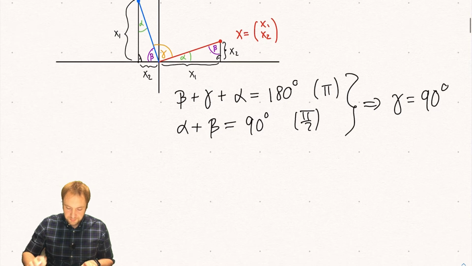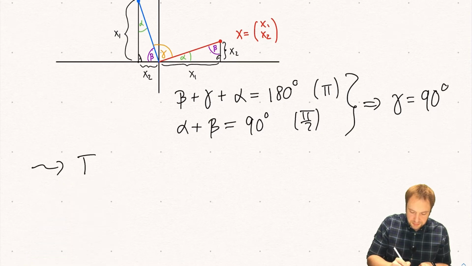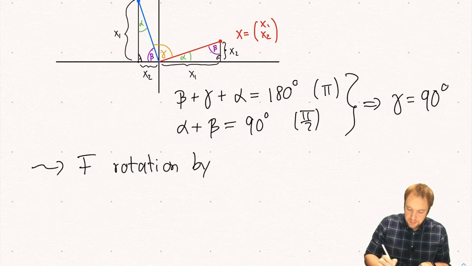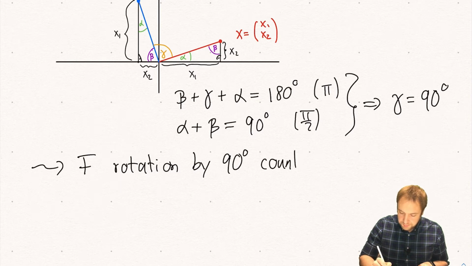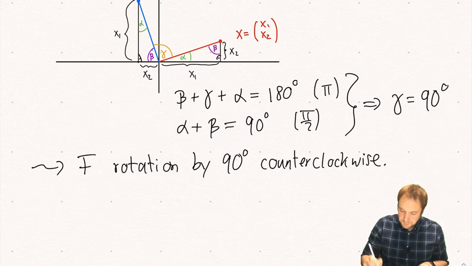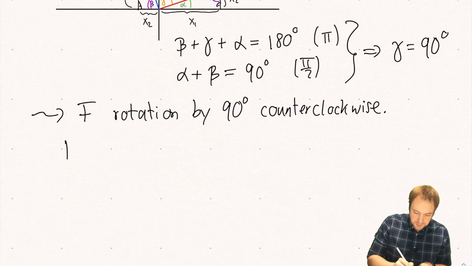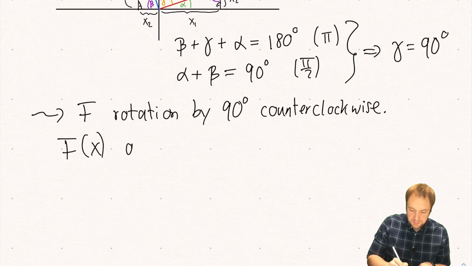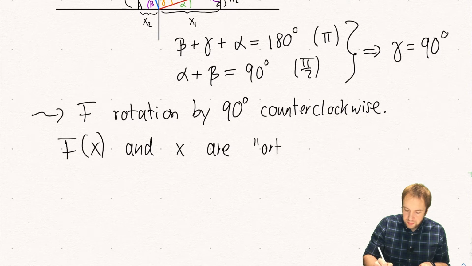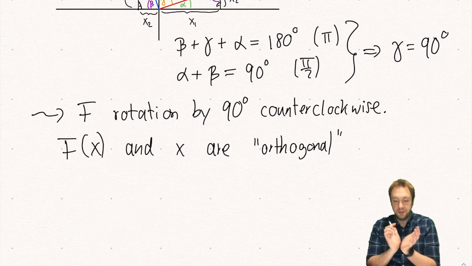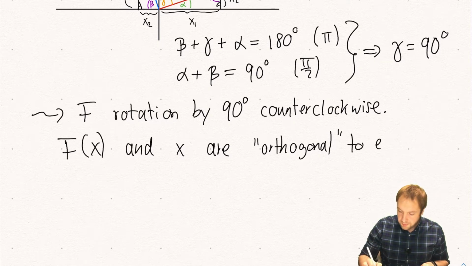So, but first we write down that this f is a rotation by 90 degrees counterclockwise. And we also notice that f of x and x are orthogonal, meaning the angle between these two vectors is 90 degrees to each other.